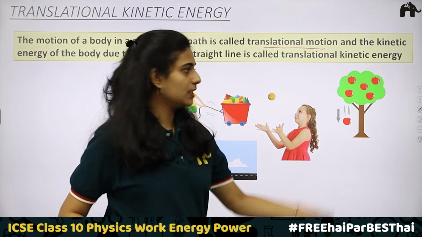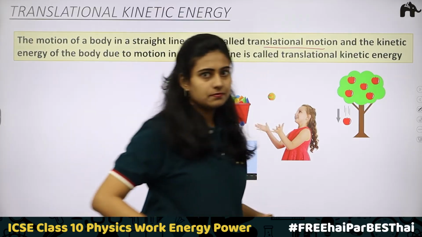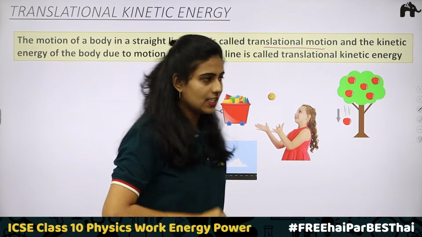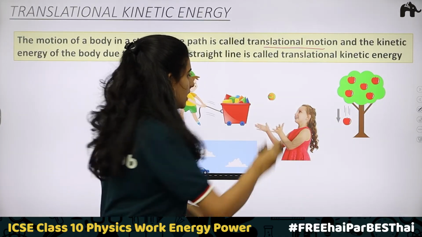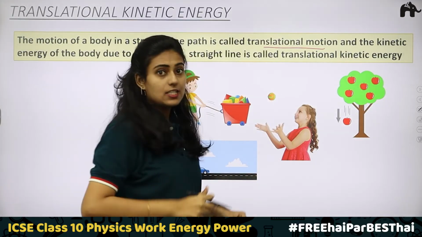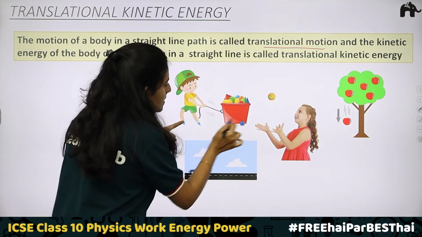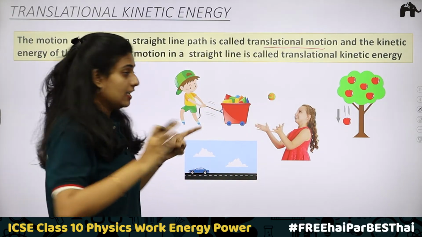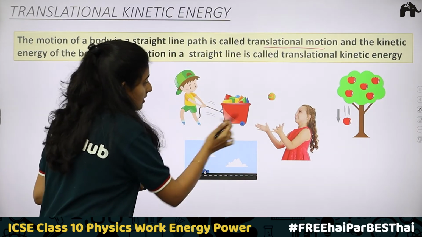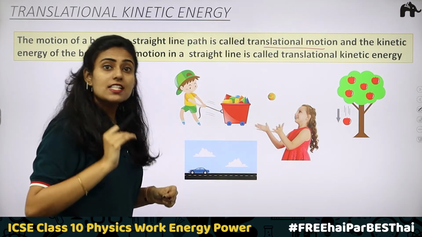Consider these examples. An apple is falling to the ground in a straight line, from this point to this point. There is translational motion. A girl is throwing a ball upwards. From this point to this point, the ball is moving along a straight line path. There is translational motion. A boy is pulling a basket. Here again, he is applying a force and pulling. The body here is the basket, and this basket is moving along a straight line path.